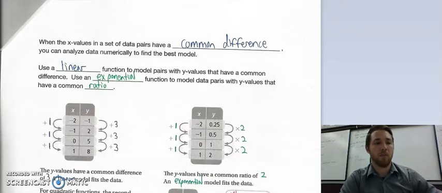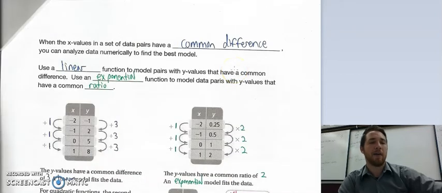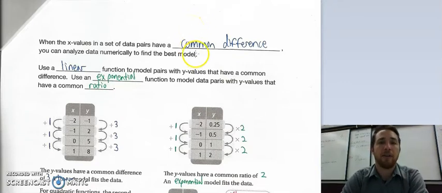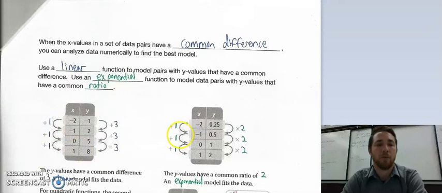So moving on, if I have the x values in a set of data pairs, if I see that they have a common difference, which is what you always want to check for first, and what I have pretty much on the left side of these charts here are common differences. Common difference of 1 if you're just counting from one over to the other. We can analyze that to find the best model, and that's either going to be, again, linear, quadratic, or exponential to start with.